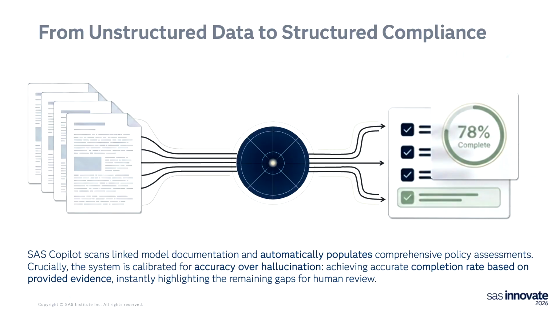So what we have in the SAS Model Risk Management solution is a Copilot that helps you with this process, because it knows all of the metadata around your model. It can scan the documentation that is attached to your model, and it can extract this information and check it against your policies to automatically create an assessment that answers the questions for you.